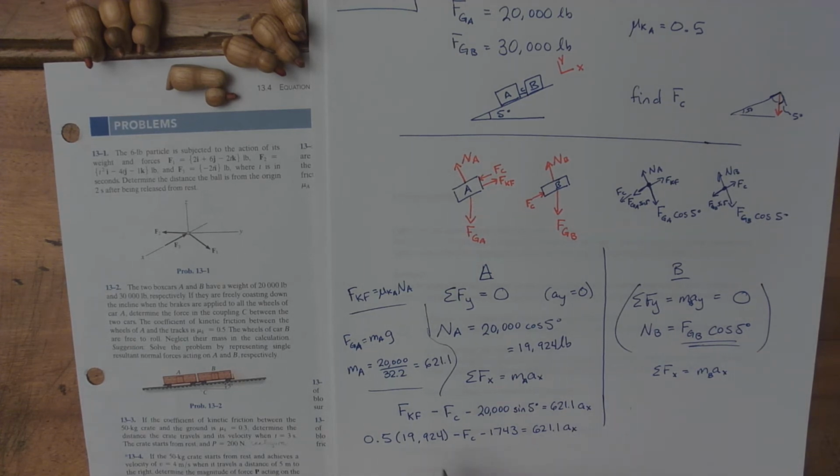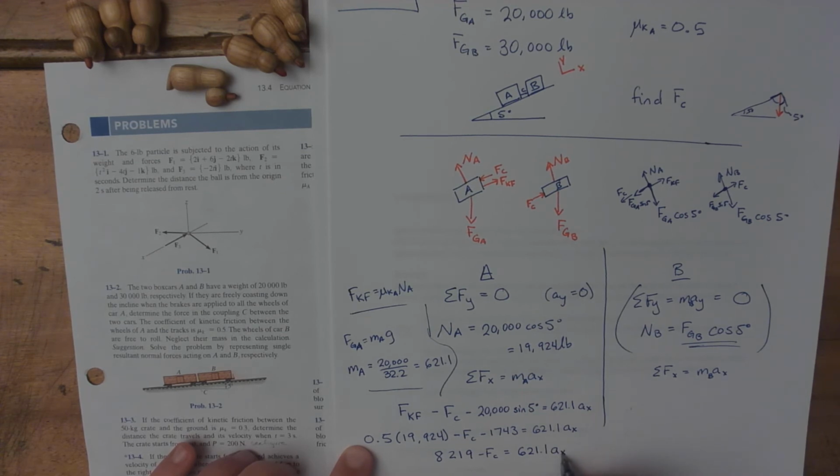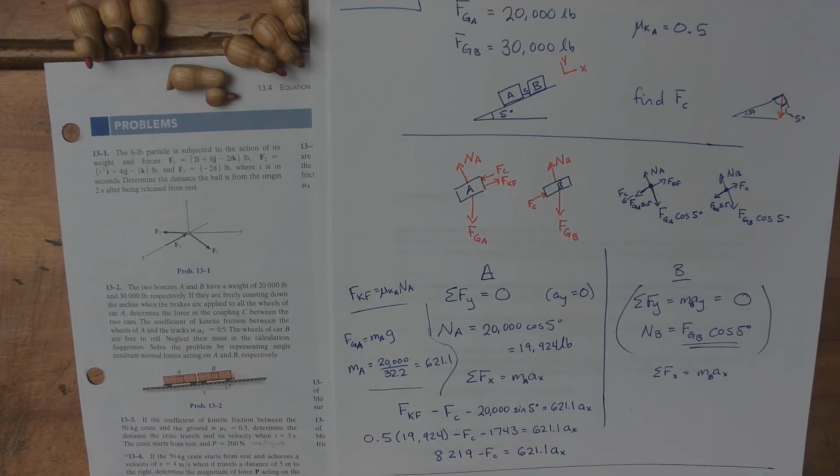And let's combine this 0.5 times 19,924 with the negative 1,743, and that gives us 8,219 minus FC is equal to 621.1 times AX. Okay, and now we're going to leave that there. We have one equation with two unknowns, and now we're going to look at B, sum up the forces in the x direction.